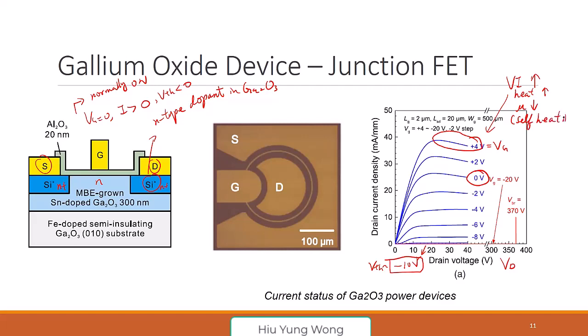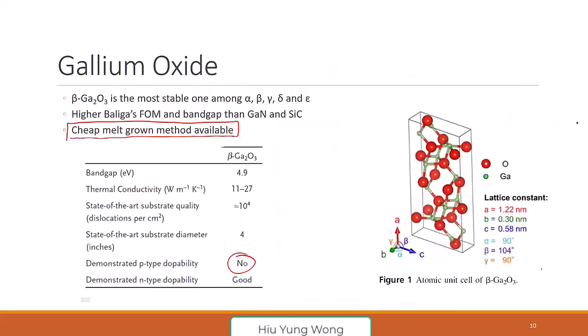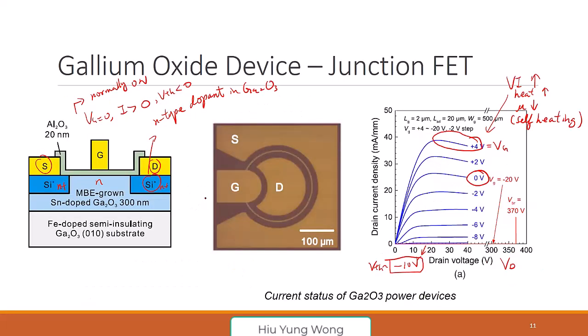And I think I mentioned this in SOI already. SOI has this problem also, right? And that is because you have very bad thermal conductivity. All the heat generated cannot be carried out, so it heats up the crystal, right? So this is one problem we need to solve for gallium oxide. Okay, so that's all I want to introduce about gallium oxide.